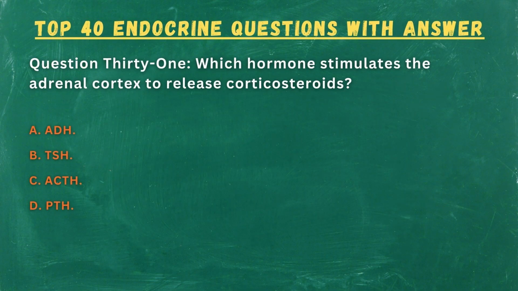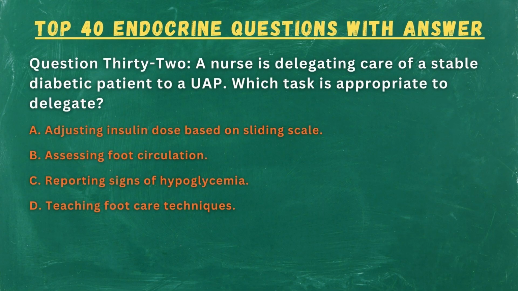Question 31. Which hormone stimulates the adrenal cortex to release corticosteroids? A. ADH. B. TSH. C. ACTH. D. PTH. Answer: C. ACTH.